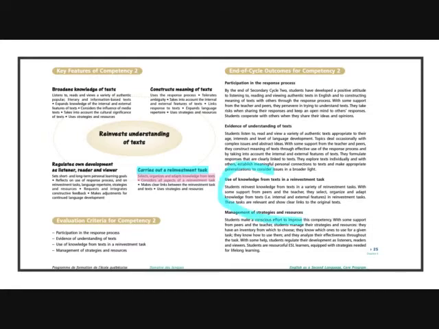Okay, that's also included here, end of cycle outcomes. We use knowledge from the texts in a reinvestment task. So again, students reinvest knowledge from texts, so ideas and information from texts. They select, organize, and adapt these ideas in a reinvestment task. The tasks are relevant and show clear links to the original texts.